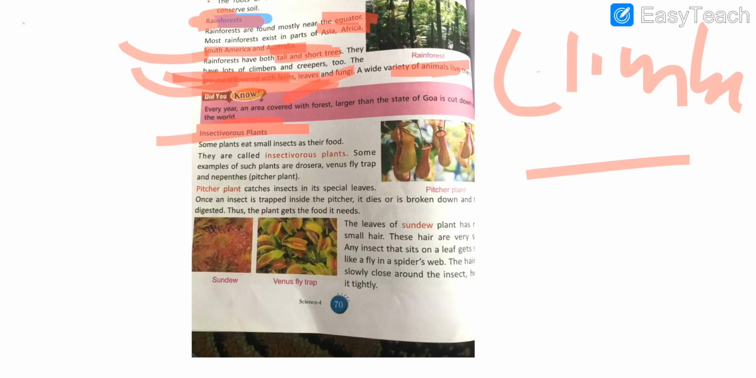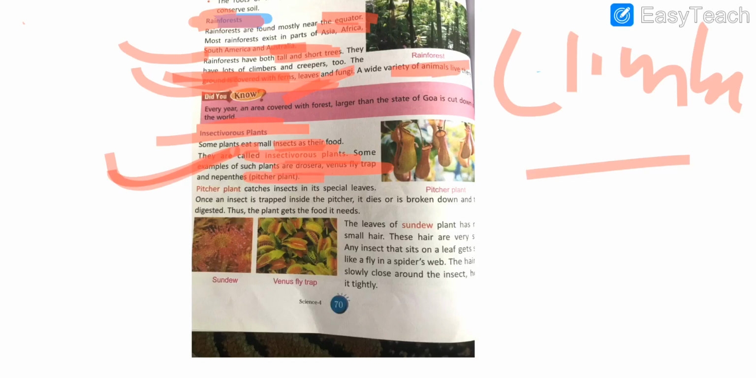Moving towards insectivorous plants. Students, what are insectivorous plants? These are the plants that eat insects. That is, they have their food in the form of insects. And those plants are called insectivorous plants. Some examples of insectivorous plants are Drosera, Flytrap, and Nepenthes. Nepenthes is commonly called pitcher plant.